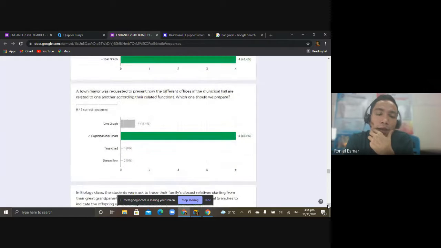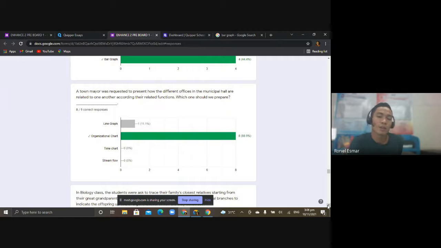Next, a town mayor was requested to present how the different offices in the municipal hall are related to one another according to their related functions. Which one should we prepare? No. Unsa man nga klase atong buhaton? Is it a line graph? Ha? It's not a line graph. We are not also looking at the level of increase or the level of decrease no in a certain information or in a certain data. We are comparing different offices, their functions, no?